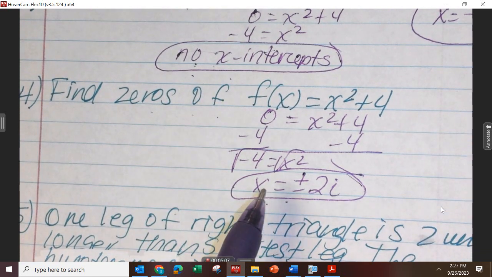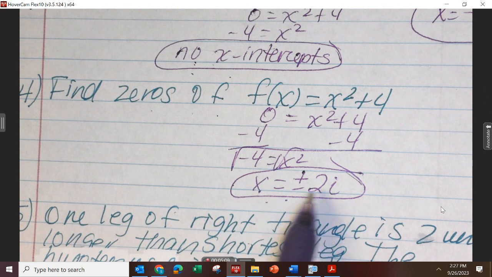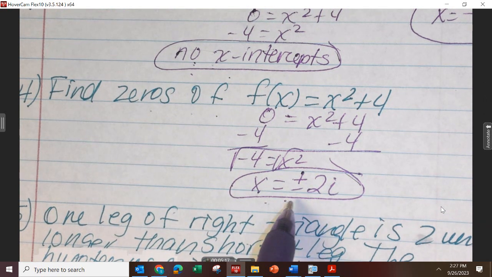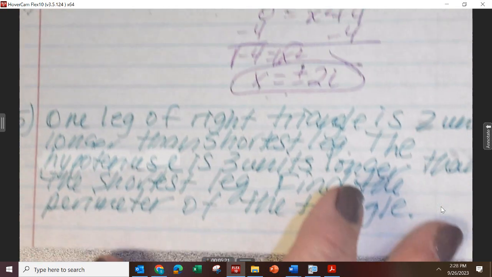There will always be some value, and that's really why imaginary numbers were created, because we want to have solutions to any problem, and now we can, once we introduce those imaginary numbers, to any quadratic equation.